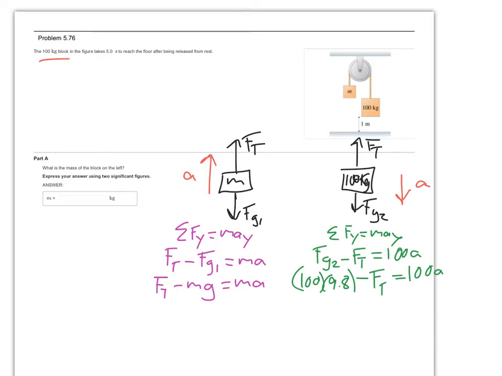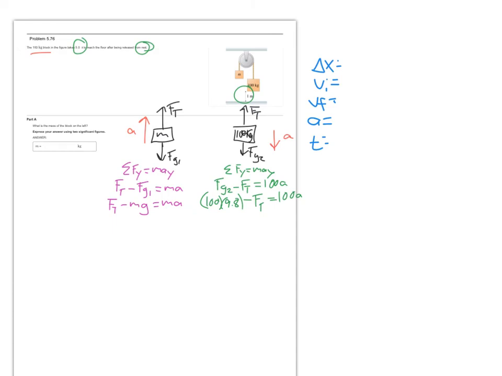Still don't have a lot of information for this one, so I'm going to put this on hold for a second and realize that I know the time it takes after being released from rest, and I know how far it falls, so that means I actually have enough information to set up my kinematics. So I know that I'm falling a distance of 1 meter. I'm just going to make it positive, saying down is the positive direction, which is the same thing I did over here. I know I'm starting from rest, so I have 0 initial velocity, and my time is 5.0 seconds. And so we can go ahead and solve for our acceleration here.